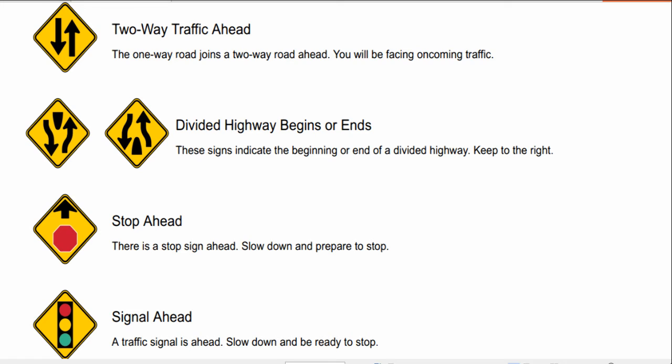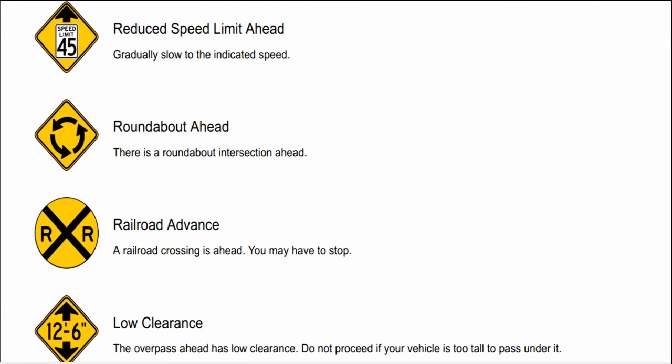There is a stop sign ahead. Slow down and prepare to stop. Signal ahead. A traffic signal is ahead. Slow down and be ready to stop. Page 11. Reduced speed limit ahead. Gradually slow to the indicated speed.